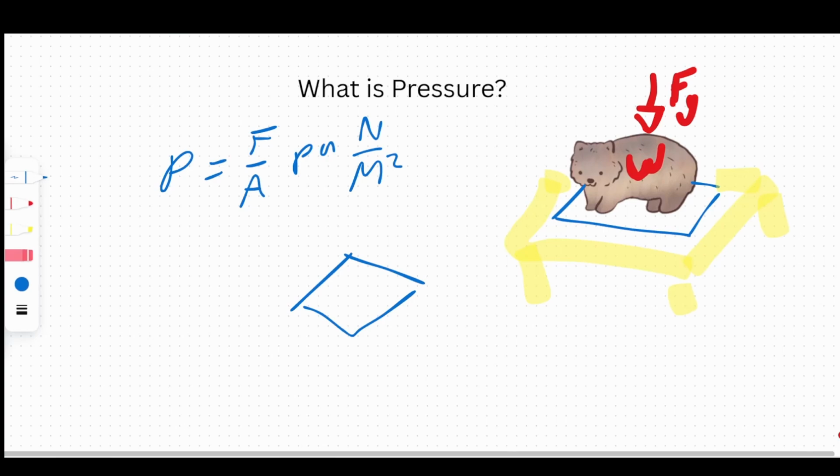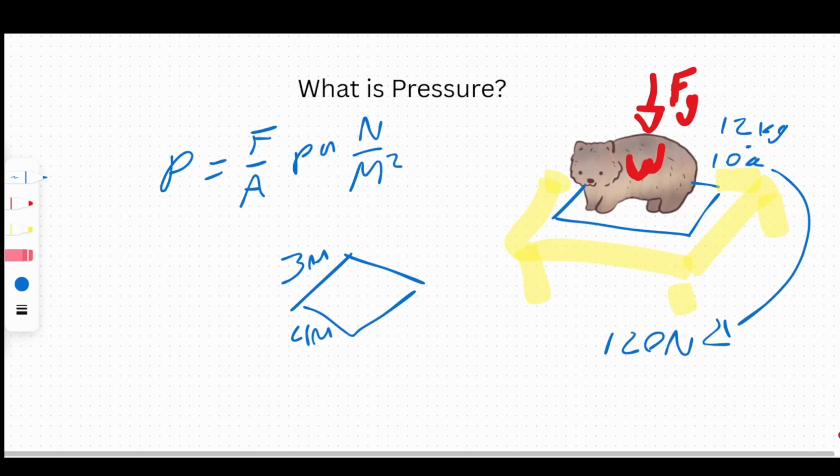And so, in order to calculate the pressure that the wombat is exerting on the table, we would need to know the dimensions of the square and the dimensions of the wombat. So, for example, if the wombat is 12 kilograms, I think that's a big wombat. I haven't met very many wombats. 12 kilograms times the acceleration from gravity, that's going to be about 120 newtons going down, right? And then let's say that this box is 3 meters by 4 meters. That would give us an area of 12 meters squared.